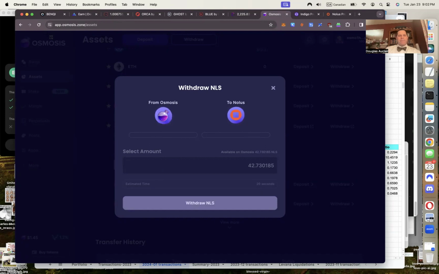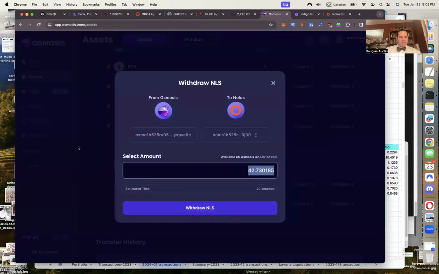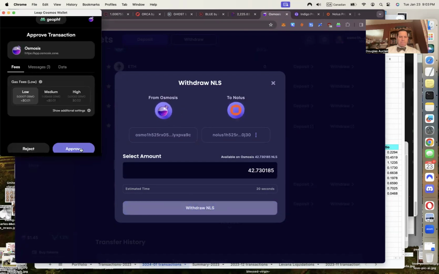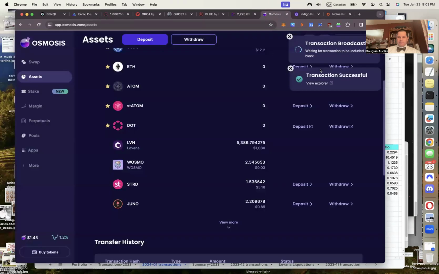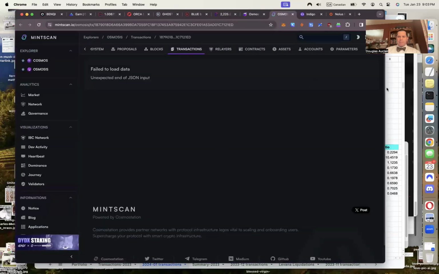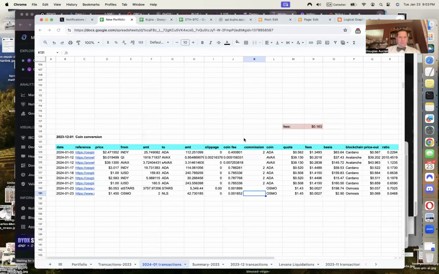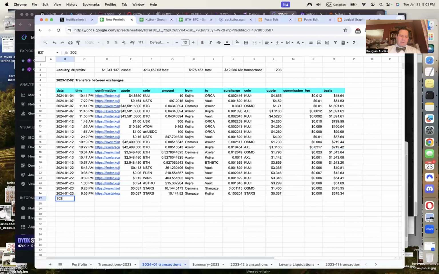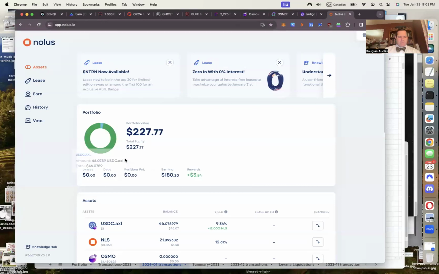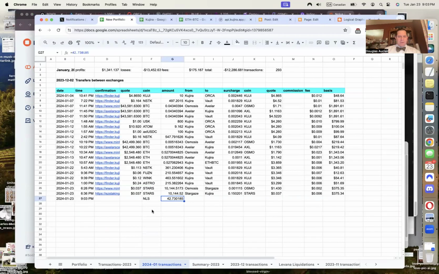So I'm going to withdraw the Nolus tokens that I just purchased and put them onto the Nolus blockchain. This transaction is in progress. First, I want to connect to the blockchain. Okay, great. And now I'm going to withdraw the tokens to that blockchain. So under transfers of tokens, time is now 9:03 p.m. I transferred these many Nolus tokens. Nolus is trading at the price of 6.8 cents.